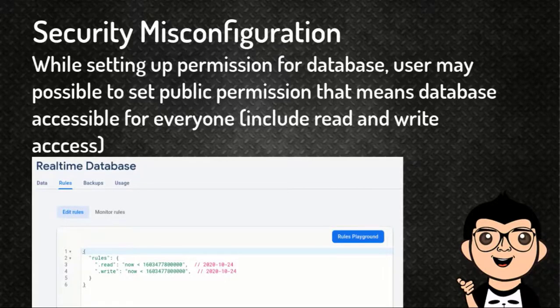Security misconfiguration in Firebase is really simple. While setting up permission for the database after creation, a user may set a public permission. That means the database can be accessible to everyone, including read and write permission. You can see the rules of read and write for the real-time database in the image given below.